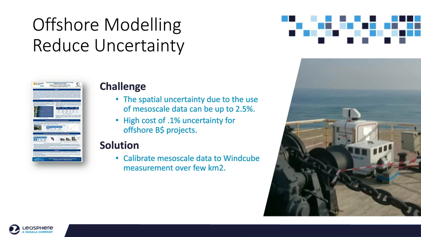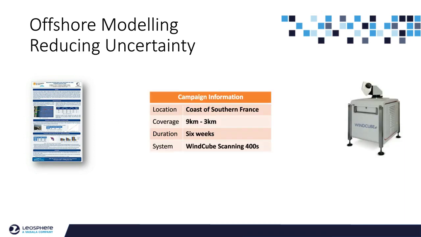So in this case, one of the solutions will be to calibrate mesoscale data with the scanning LiDAR data over a few square kilometers. So we're going to have a look here at a campaign done by Engie, a French operator, where they did several measurements at multiple distances and heights. And a LiDAR vertical profiler was also installed to correlate the measurements from the offshore to onshore conditions and to assess the land-sea interaction effect. More precisely on the scanning LiDAR, they installed a 400S, our system that can typically reach up to 10 kilometers. It was a campaign of 6 weeks on the coast of southern France, and they were looking to measure up to 9 kilometers from the coast.